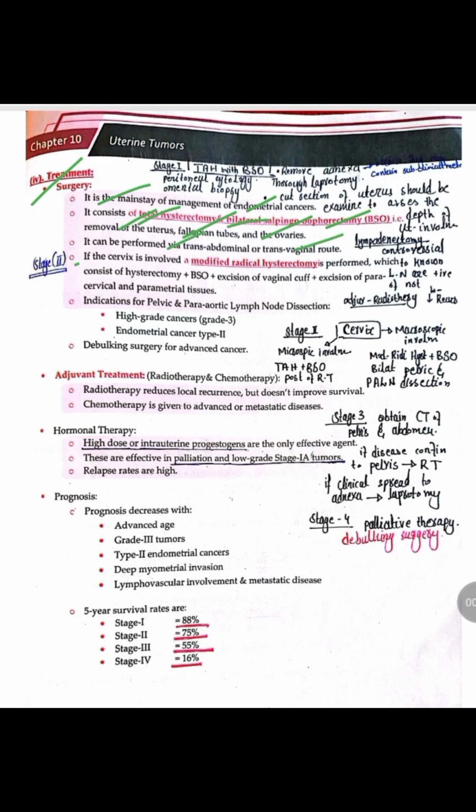And if there is cervix involvement in stage 2, we do a modified radical hysterectomy, in which we remove the uterus, both the fallopian tubes and the ovaries, and it also involves the excision of the vaginal cuff along with the excision of the paracervical and the parametrial tissue. The indications for pelvic and para-aortic lymph node dissection include high-grade carcinoma, that is grade 3 cancer, and type 2 endometrial cancer. And for advanced cancer, we do debulking surgery.